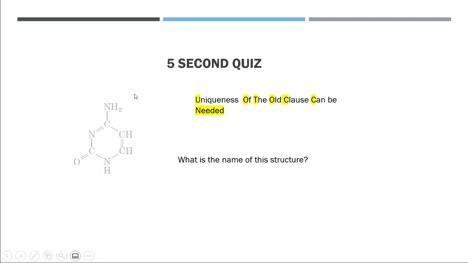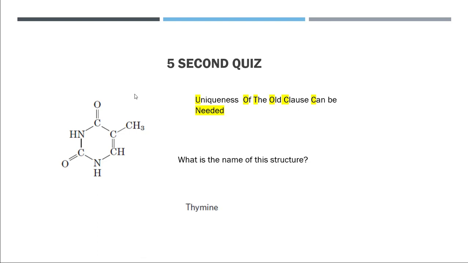Okay, what is this? 5, 4, 3, 2, 1. This is thymine because it does have 2 things here. One is oxygen on the top and carbon on the side. So the O and CH3 are fitting here. Okay, next.